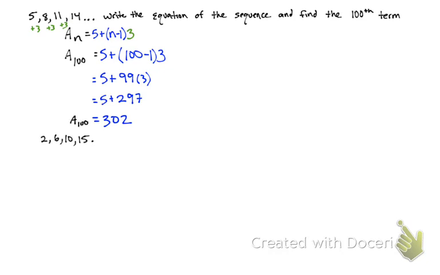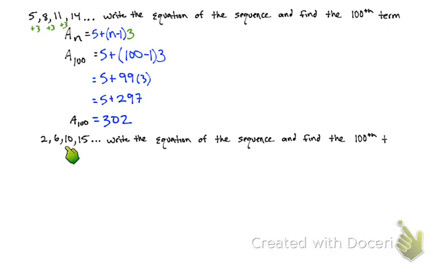All right, so one more. 2, 6, 10, 15. Write the equation and find the 100th term. Let's see if we can figure out how much these are increasing by. From 2 to 6, we added 4. From 6 to 10, we added 4. From 10 to 15, we added 5. So it's not increasing by a constant term, and therefore it's not an arithmetic sequence.